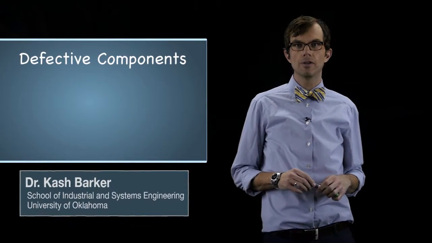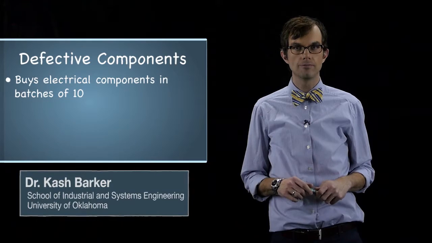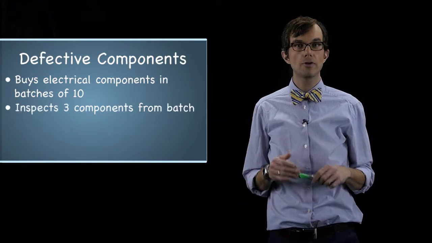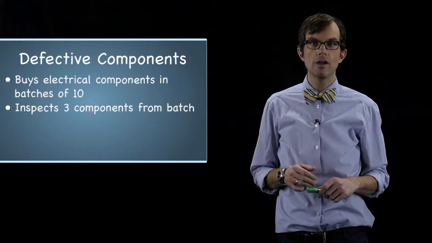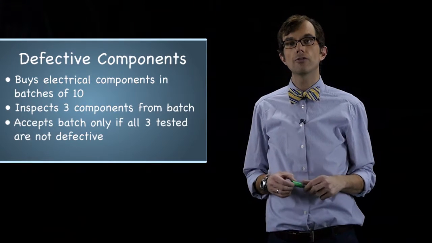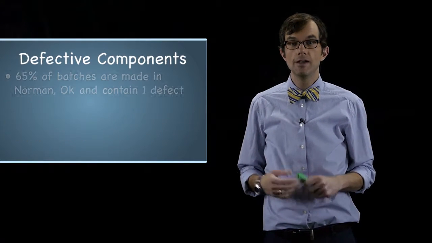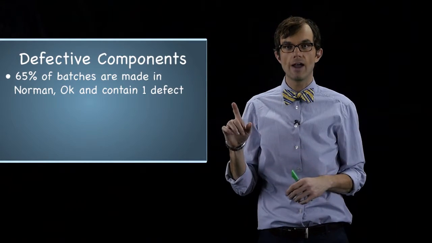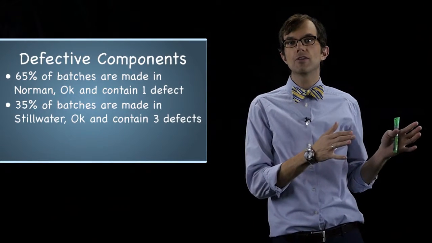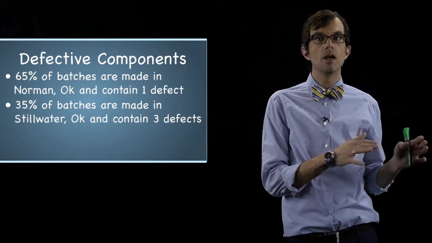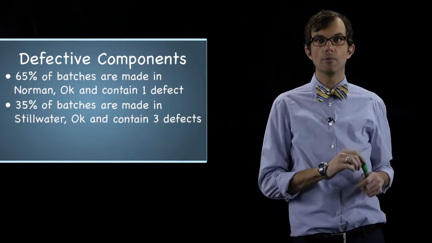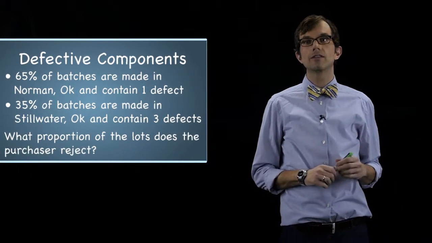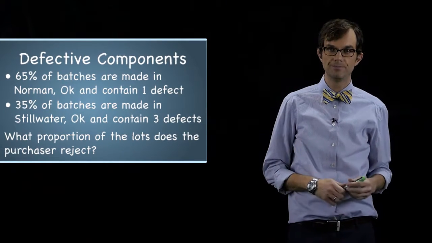One last example. A purchaser of electronic components buys them in batches of size 10. It's her policy to inspect 3 components randomly from a batch and to accept the batch only if all 3 are non-defective. 65% of the batches are made in Norman, Oklahoma and have only 1 defect. The other 35% of the batches are made in Stillwater, Oklahoma and naturally contain 3 defective components. What proportion of the lots does the purchaser reject?